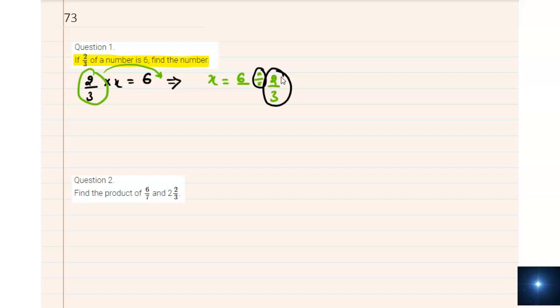We will change the uppercase into lowercase and lowercase into uppercase. Here, like this, x will become 6 into 3 by 2. By cancelling 2 with 6, we will come out with 3. So what will x be? x will be 3 into 3, which is 9. So our answer is 9. 9 is the number whose 2 by 3 turns into 6.